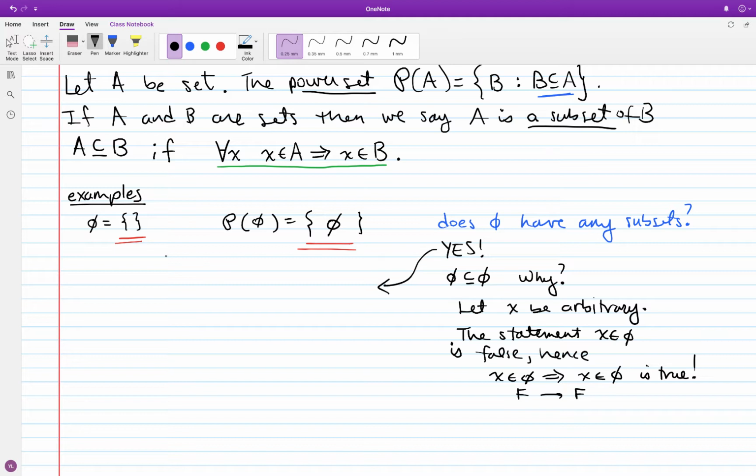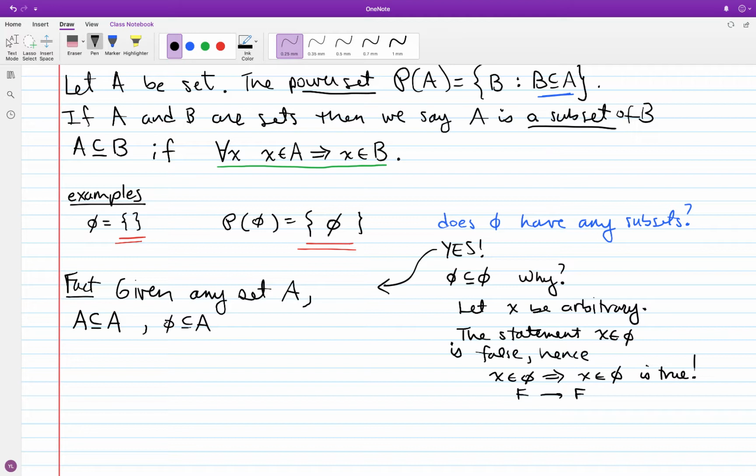Now this leads us to a general observation. Given any set, let's say A, well, actually I can say two things. It has at least two subsets. A is a subset of A, and the empty set is a subset of A.